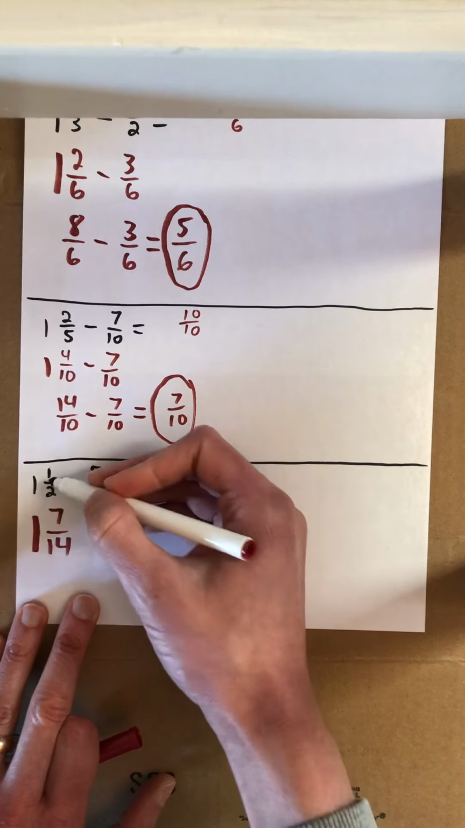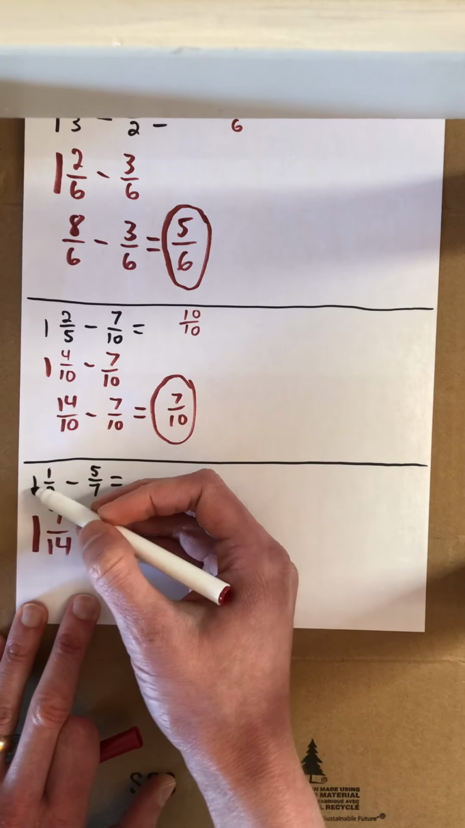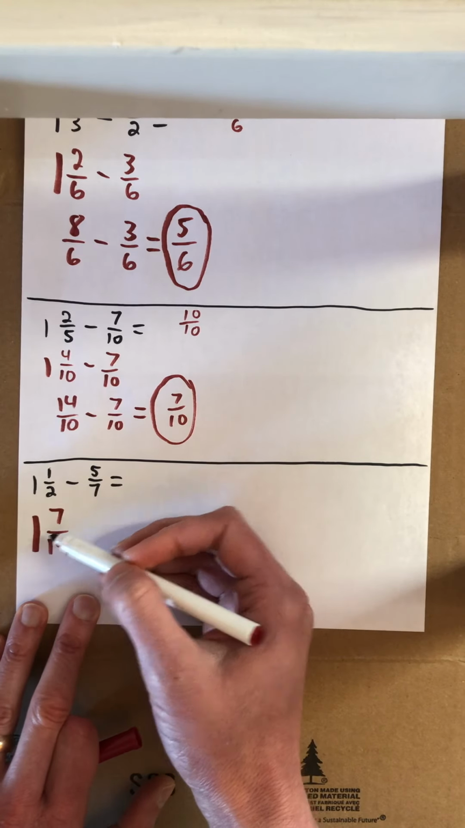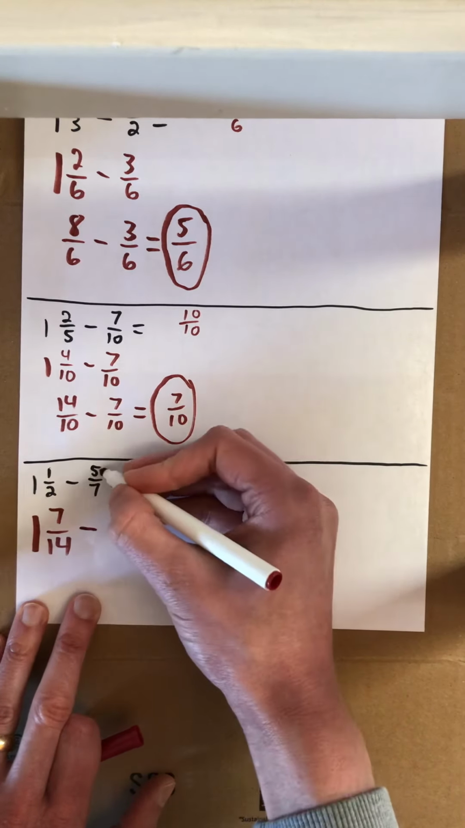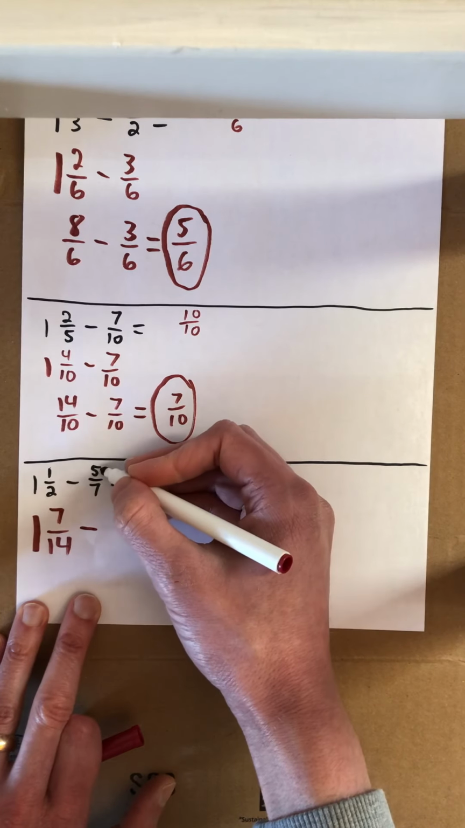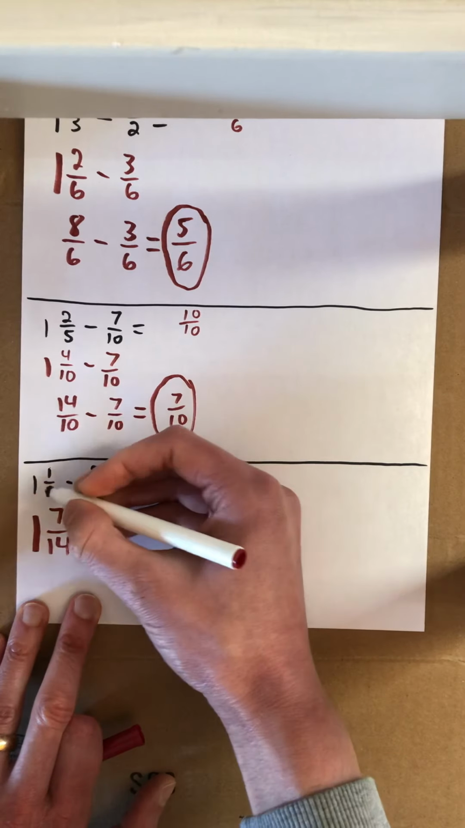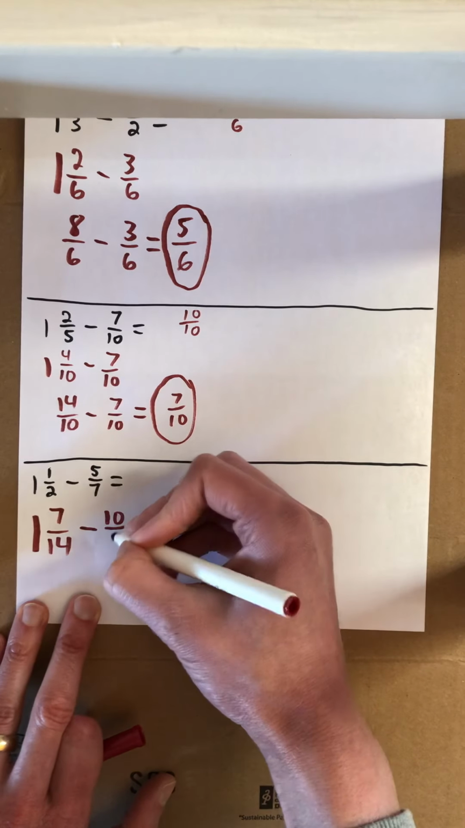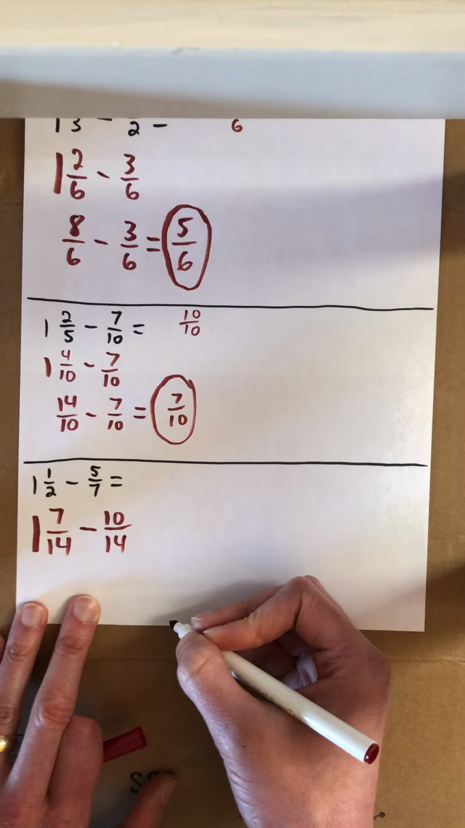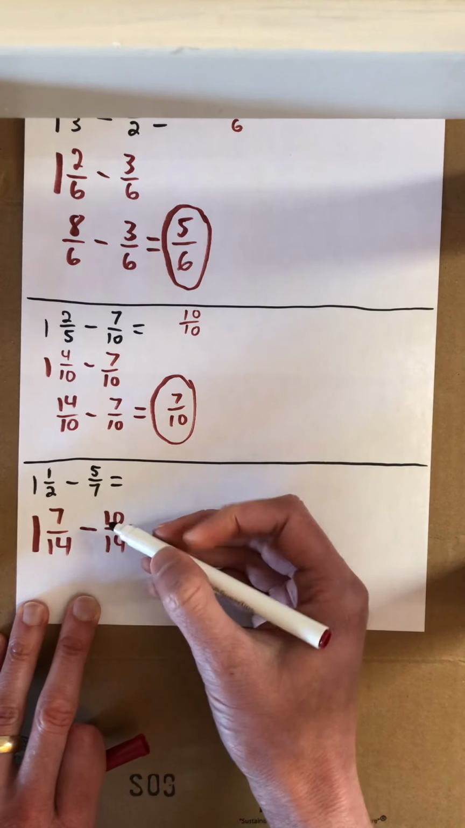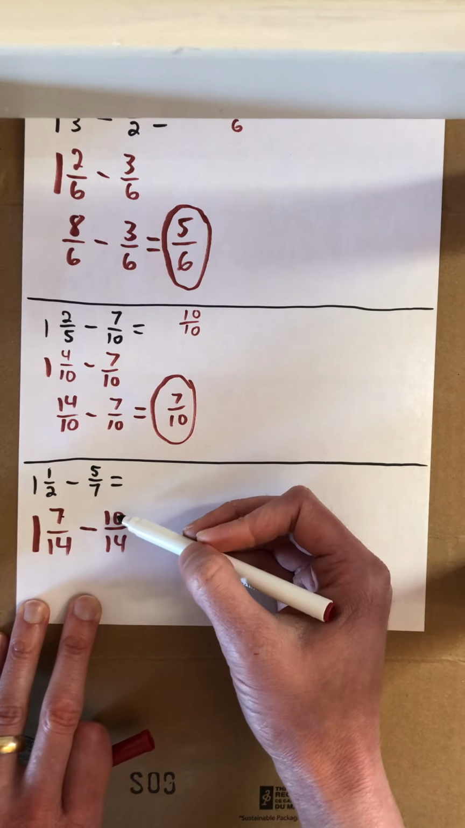1/2 and 7/14, those two are equivalent. The 1 whole just stays as 1 whole. And it's right there beside the fraction. This one too, I'm going to multiply top and bottom by 2. 2 times 5 is going to be 10. 2 times 7 is going to be 14. And I've come across that same problem again. So I need to be able to somehow do 7 take away 10.